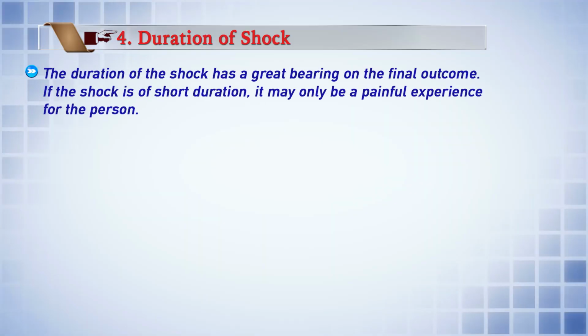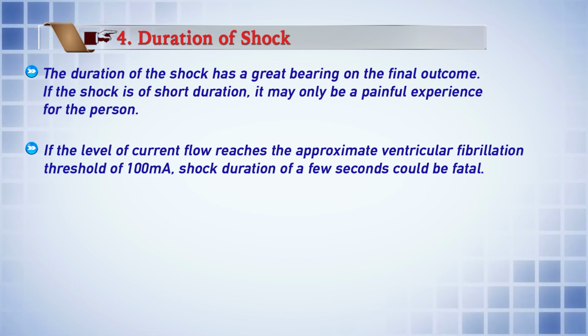Fourth and last point is duration of the shock. This is a very important point. The duration of the shock has great bearing on the final outcome. If the shock is of short duration, it may only be a painful experience for the person. If the level of current flow reaches the approximate ventricular fibrillation threshold of 100 milliampere, shock duration of a few seconds could be fatal.